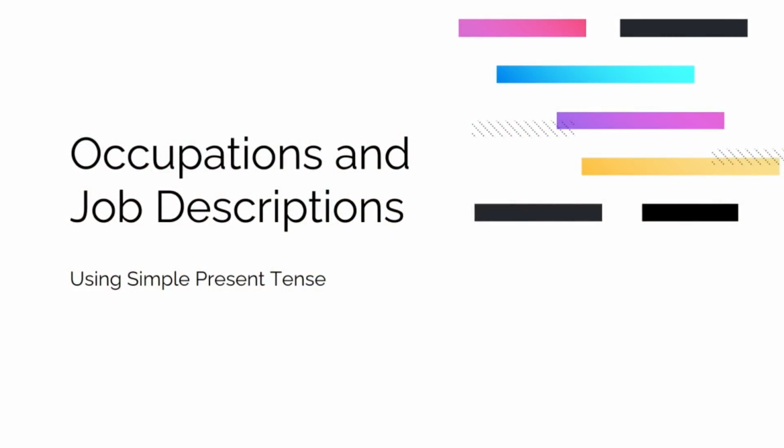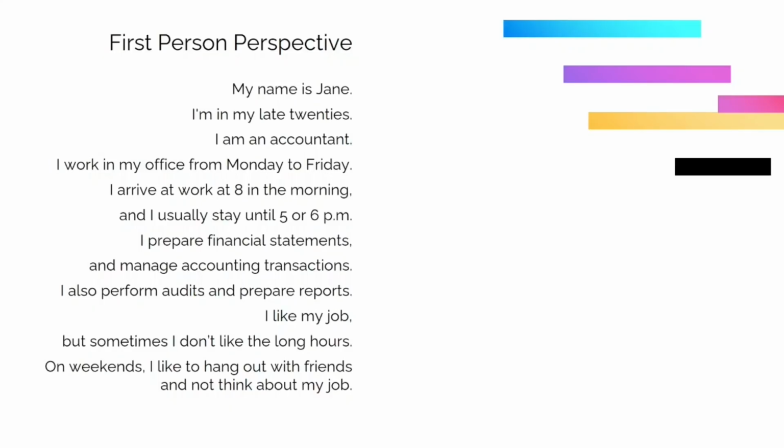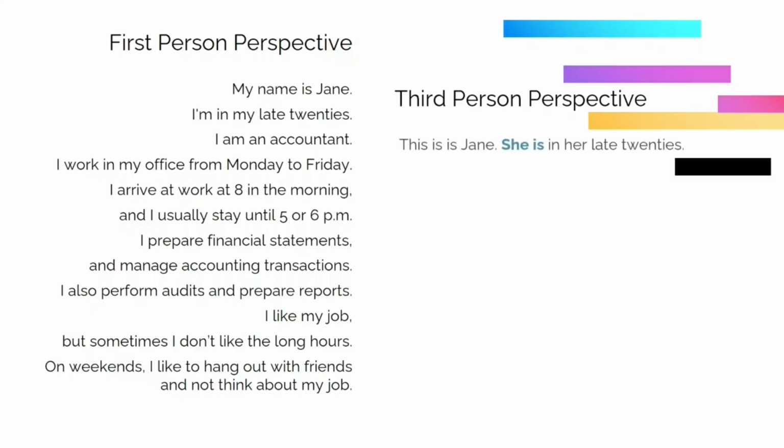Alright, so that was the clip from the third person's perspective. Now in this part, we're going to break down how it changes from the first person to the third person perspective. This is Jane. She is in her late 20s. I am is replaced by she is. And my is replaced by her.